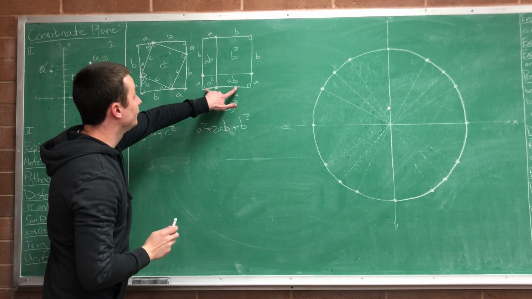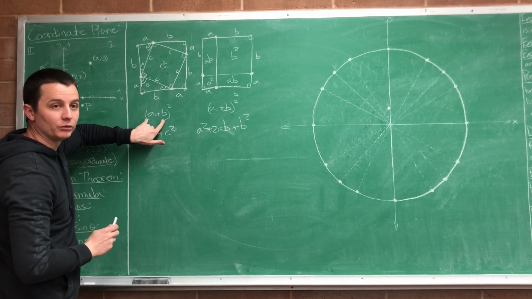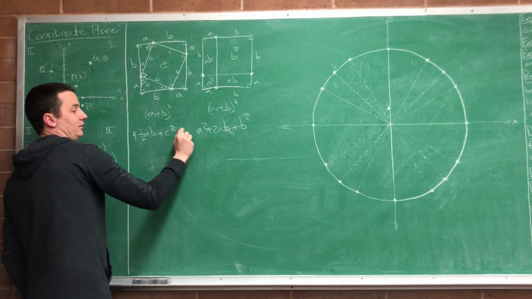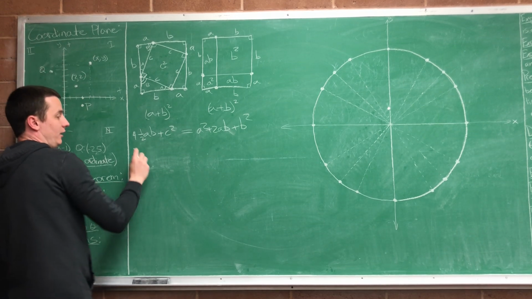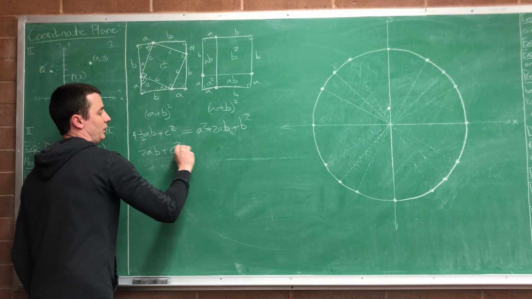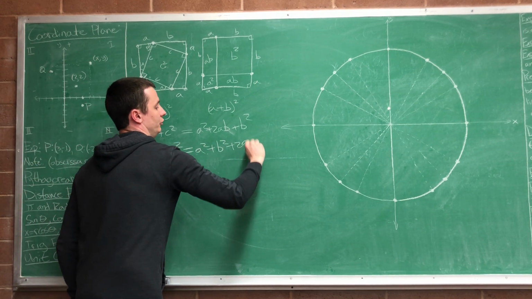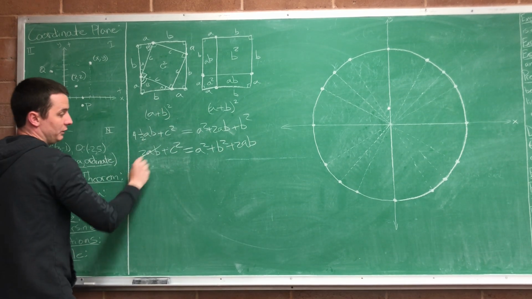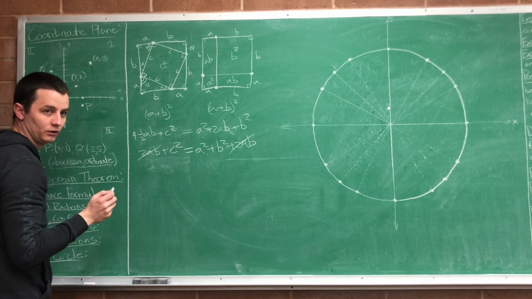Now I know that the area of this whole square is also A plus B squared, and I know the area of this whole square is also A plus B squared. So I know that these two have to have the same areas. In other words, I know this is equal to this. And so simplify over here really quick. 4 times 1/2 is 2, so we have 2AB plus C squared is equal to A squared plus B squared plus 2AB. I just moved the 2AB to the end, right? And then subtract 2AB from both sides, and I get A squared plus B squared is equal to C squared.